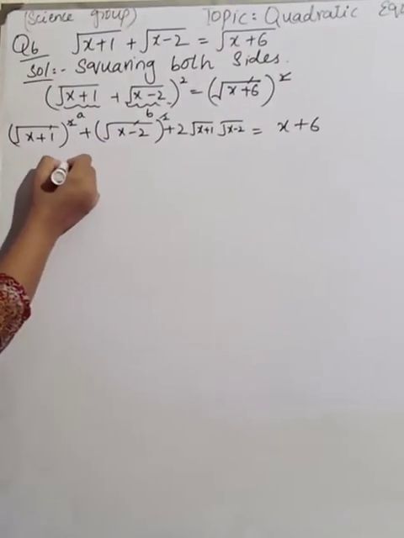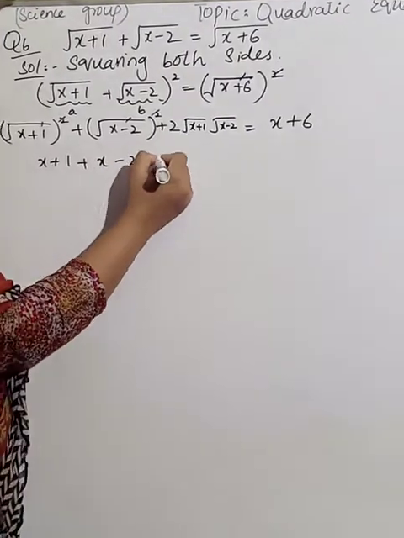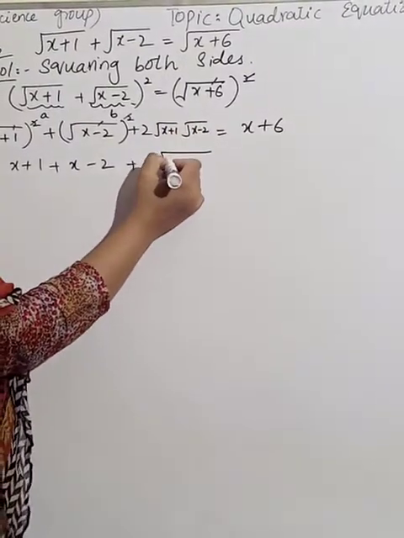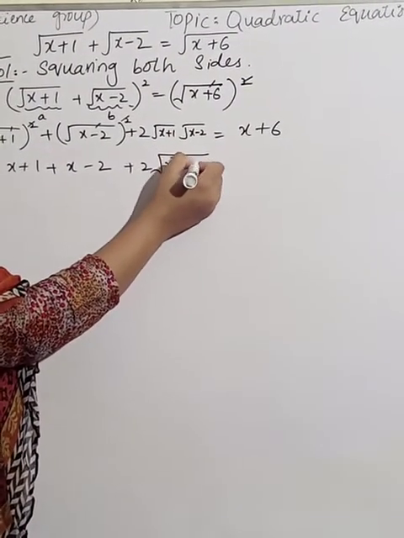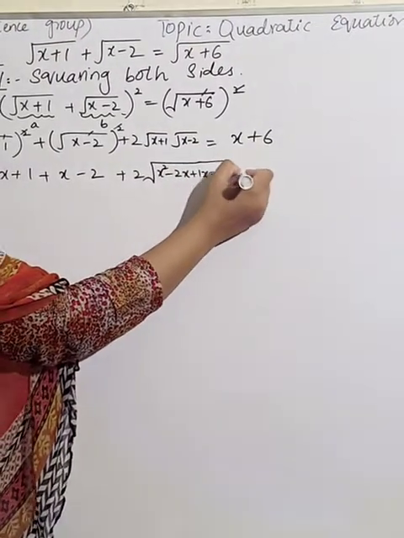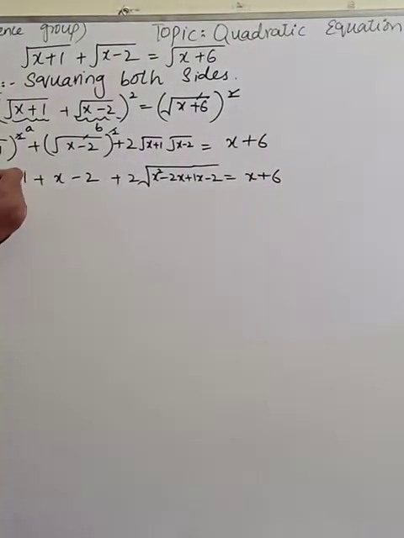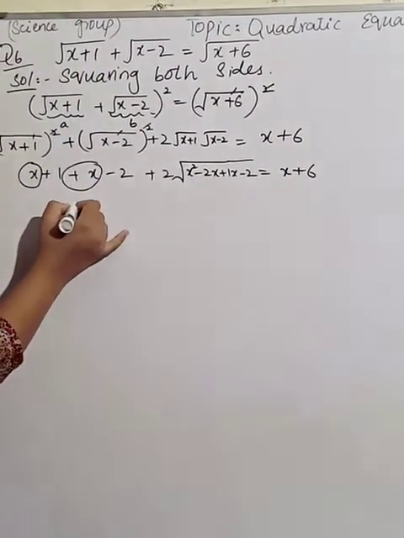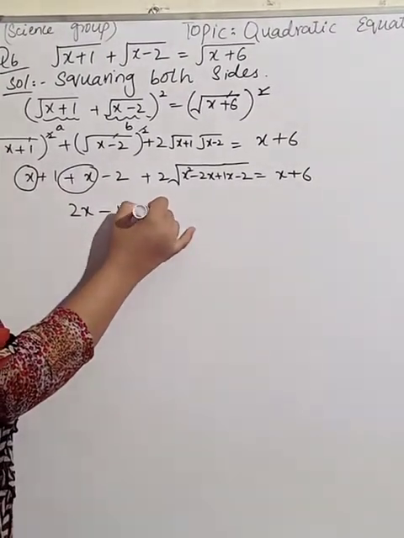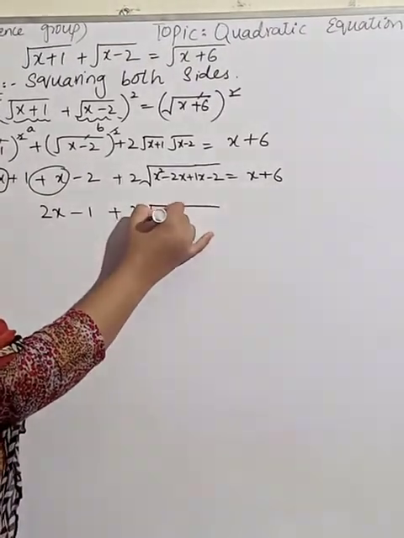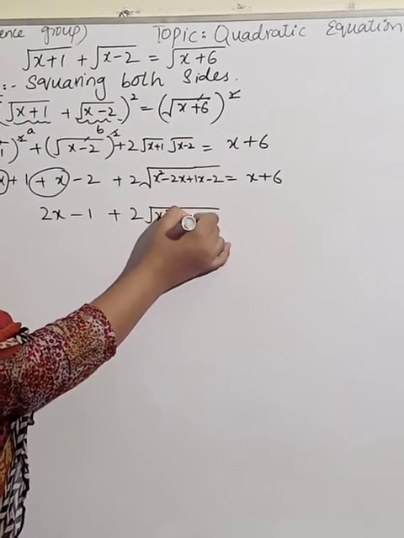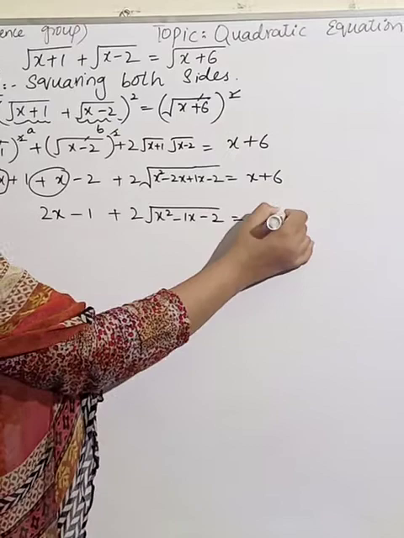We are left with x plus 1 plus x minus 2 plus 2, multiply these two under the roots with each other. Square root of x multiplied gives x square minus 2x. Now multiplying with plus 1 gives plus 1x minus 2, that is equal to x plus 6. x plus x, when both are added, will become 2x; plus 1 minus 2 will become minus 1; plus 2 times square root of x square, minus 2x plus 1x will become minus x minus 2, that is equal to x plus 6.